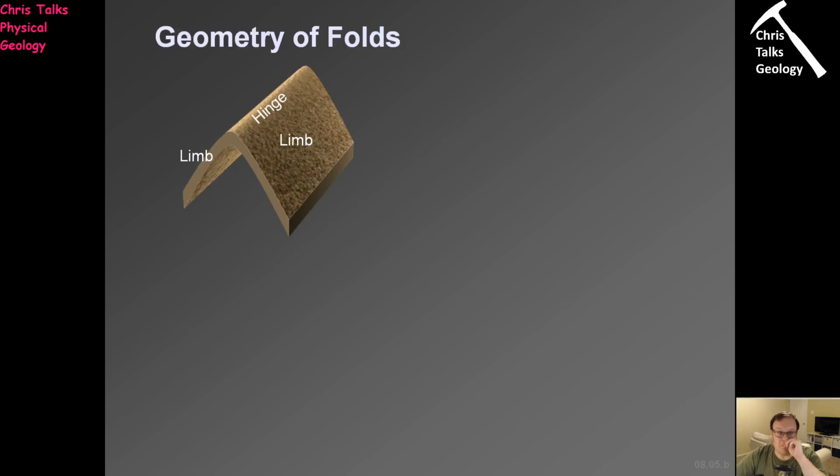Okay, so now let's think about the geometry of our folds. So as we've discussed, a fold has this kind of shape, and a fold has two limbs, one limb and the other limb. So a limb is either side of the fold, and the hinge is the point where the two limbs meet. So these are the basic parts of our fold. You have two limbs and a hinge.